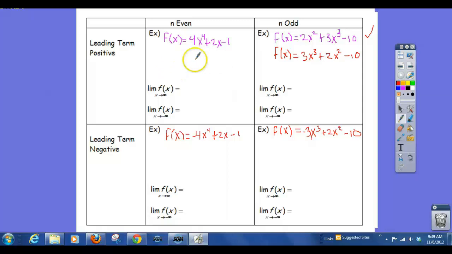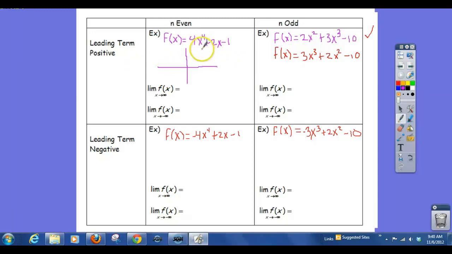So what we're going to do is look at the end behaviors of these polynomials. So let's look at this one here. This is 4x to the 4th, so the degree is even. The leading term is positive. So what does that mean about the end behavior of this graph? How does it look? Well, in terms of the end behavior, that means what's happening to this function as we plug in x values that are approaching infinity and negative infinity.